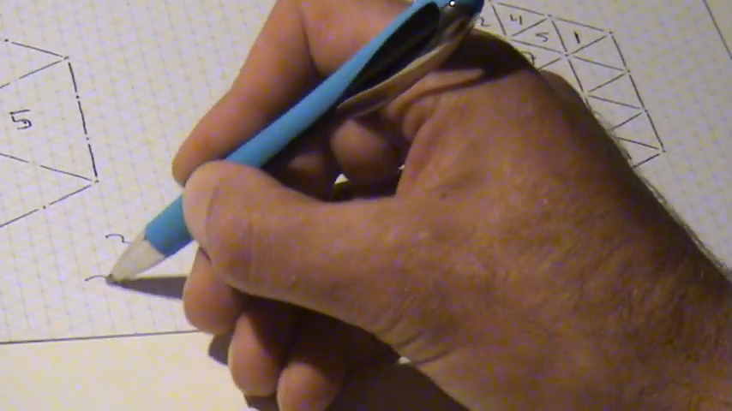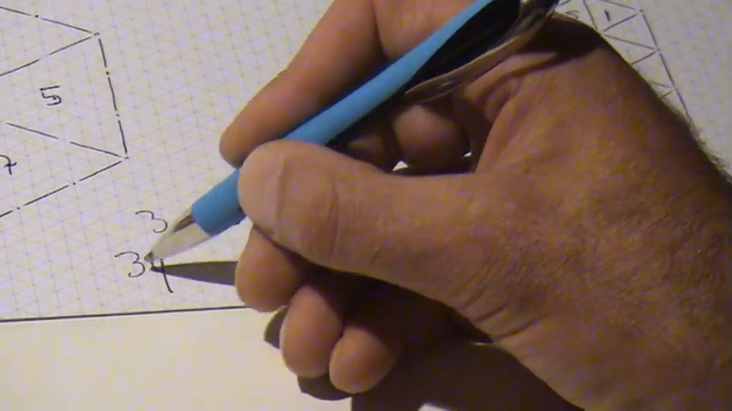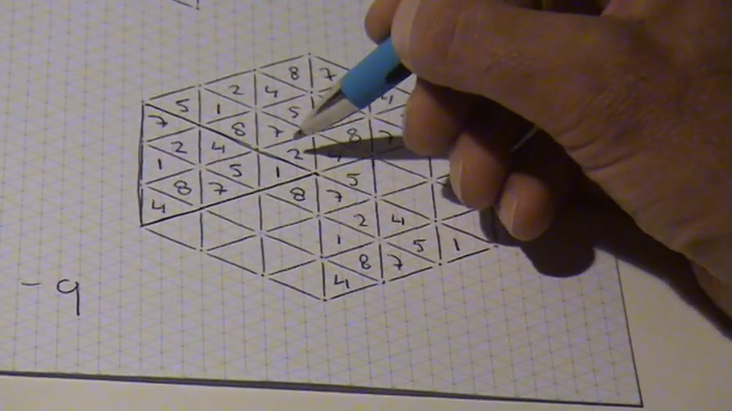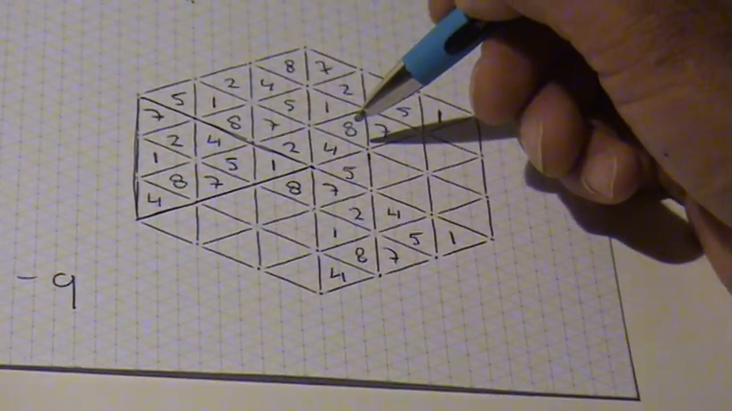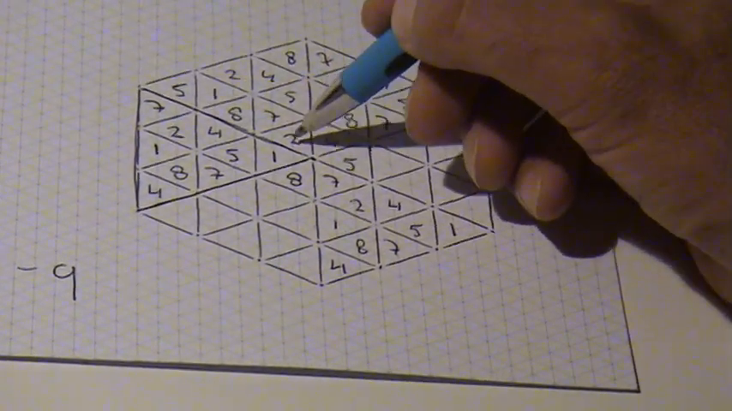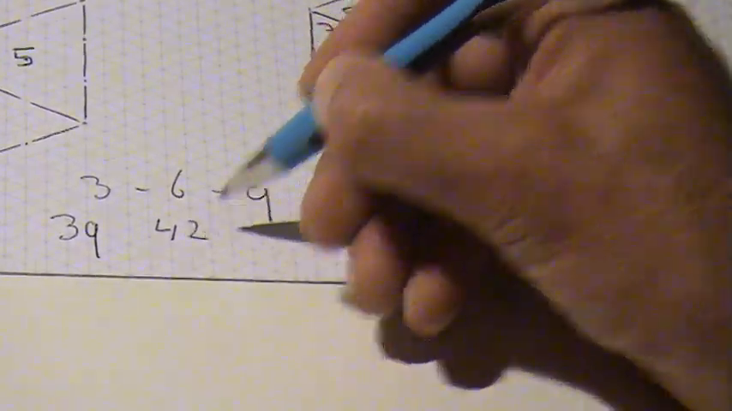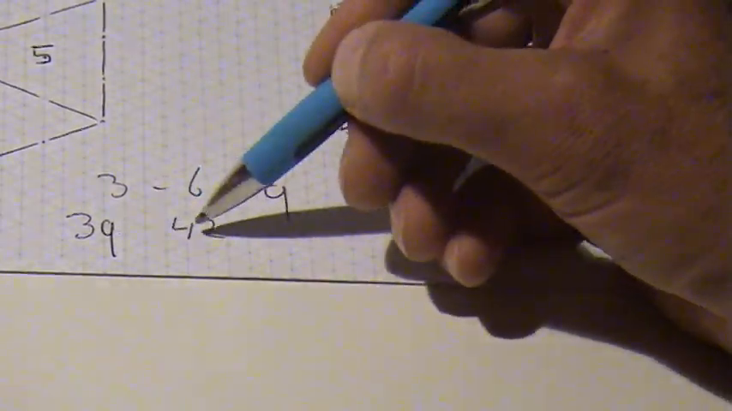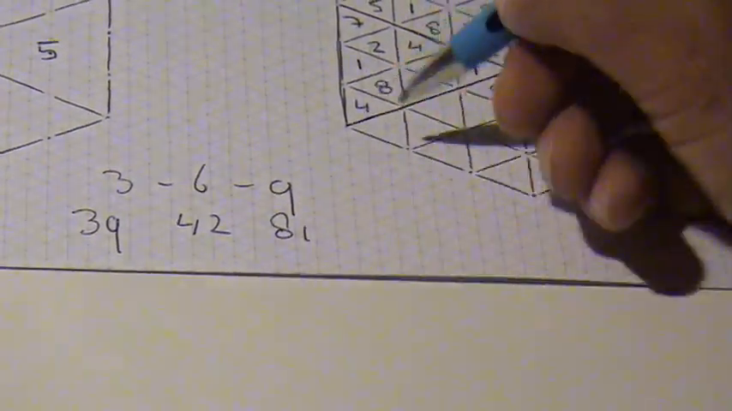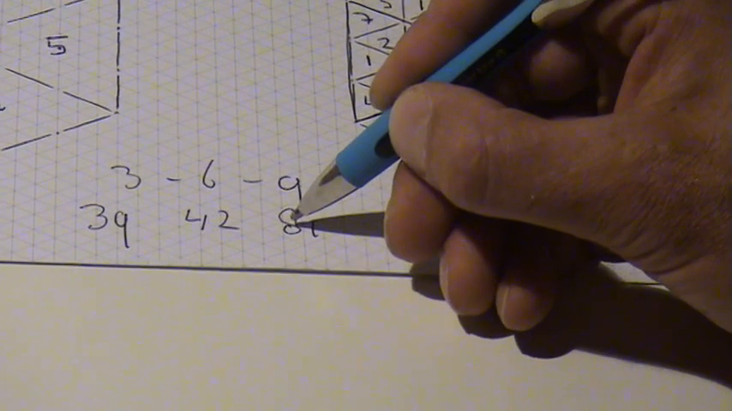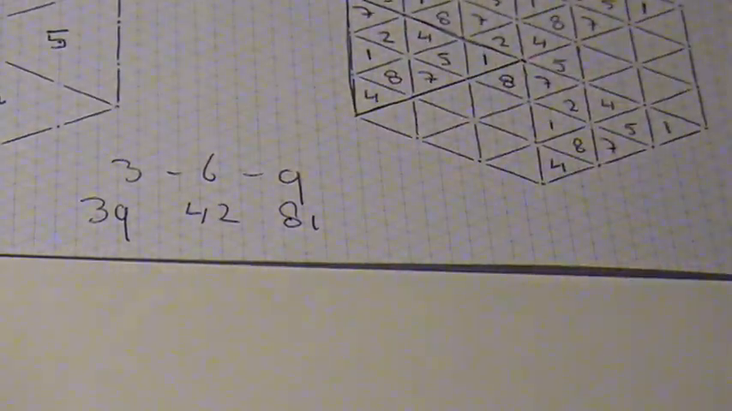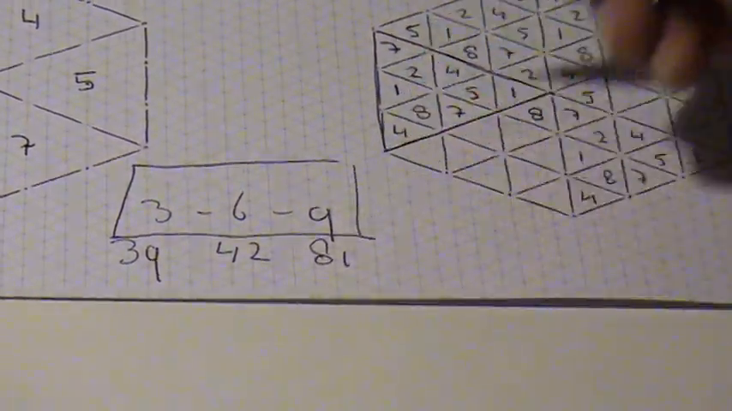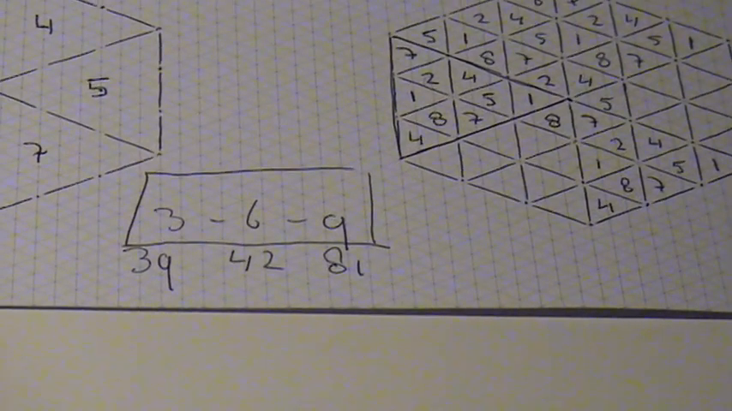39 is the same as 12. 1 and 2 from the 12 is 3. The 42 from the 2, 5 and the 8. 27 and 15, 42. 4 and 2 is 6. 39 and 42 is 81. 8 and 1 is 9. Three, 6, 9.